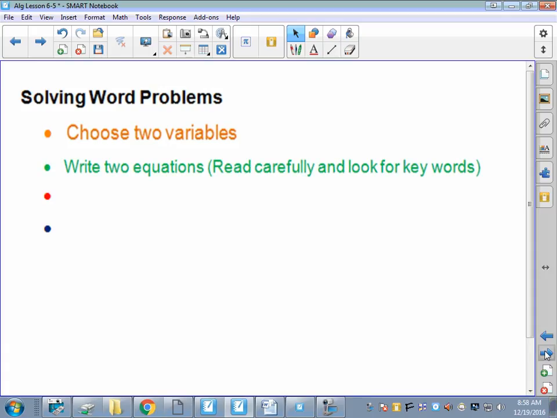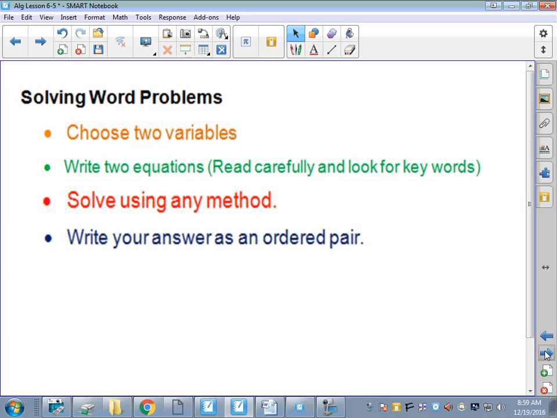You're going to write two equations. Read carefully, look for keywords: the sum of, is for equals, those kinds of things. Typically in these word problems, each sentence will be its own equation. So sentence 1 will be one equation, sentence 2 will be the second equation. Remember, you'll have the two variables in each equation. Solve using the method that seems best to you, and write your answer as an ordered pair. I'll be able to figure it out based on your numbers if you did the math correctly. So the hardest part is writing those two equations. So let's do an example or two.